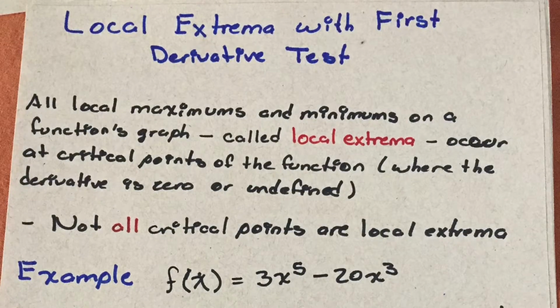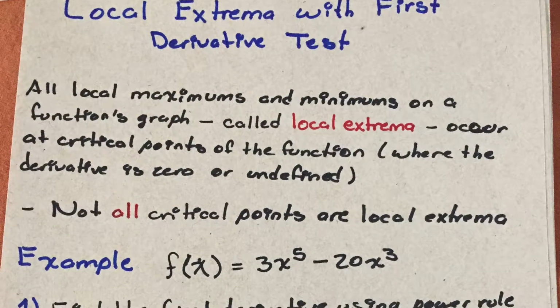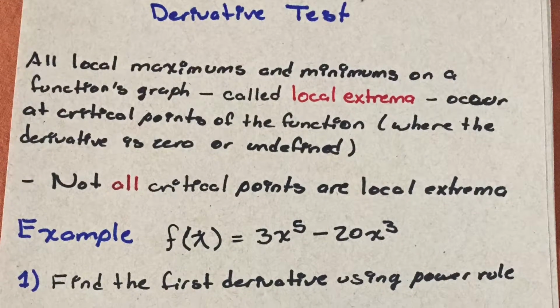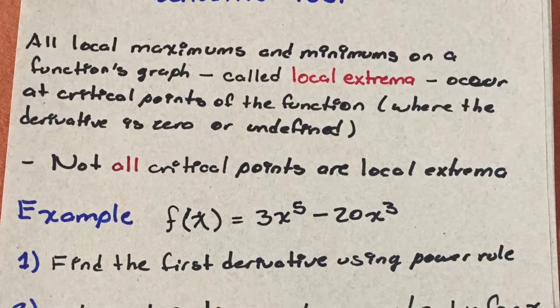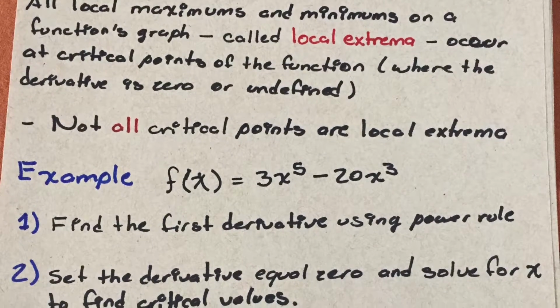Local extrema with the first derivative test. All local maximums and minimums on a function's graph, called local extrema, occur at critical points of the function, where the derivative is 0 or undefined. Not all critical values are local extrema.